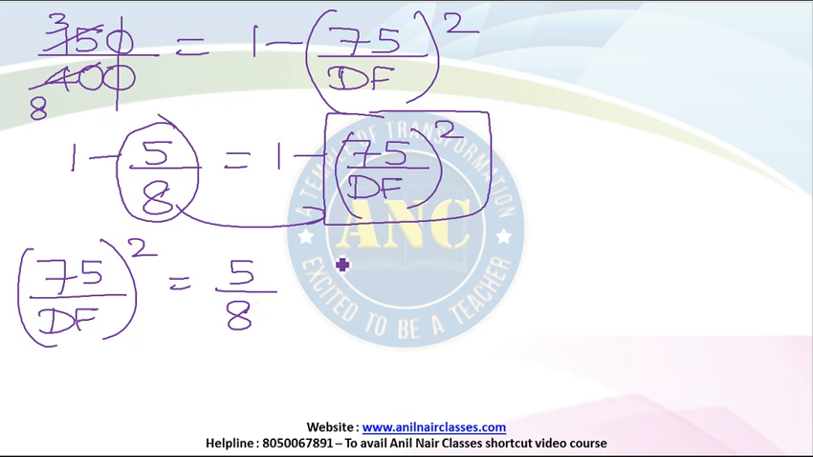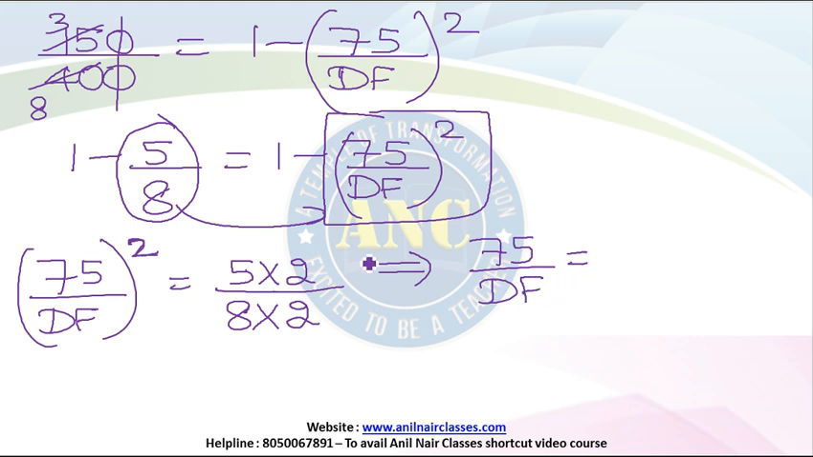Now further I want to simplify. I want to take the square root of it, but I don't have square root terms on the right hand side, not perfect square values. At least let me make one value a perfect square. 8 into 2 becomes 16, it's a perfect square. 5 into 2 is 10, right? Now if I take the square root on the left hand side, it becomes 75 divided by DF. If I take the square root on the right hand side, square root of 10 I will write like that only. Square root of 16 is 4. I hope you are understanding.